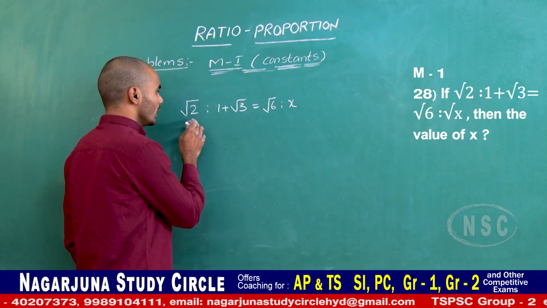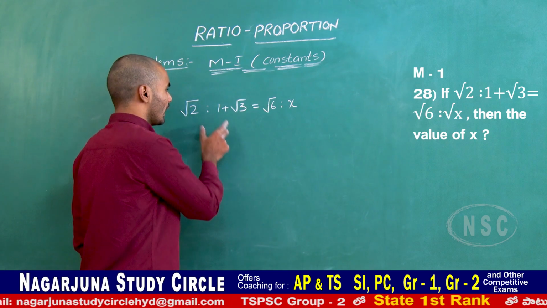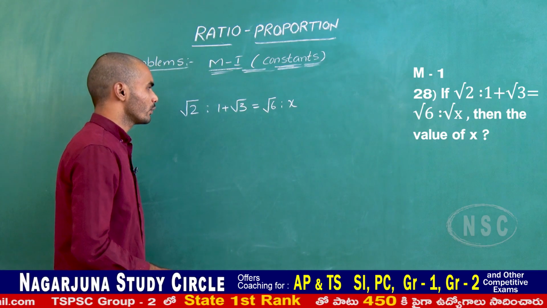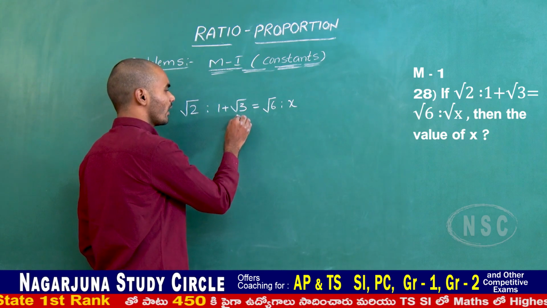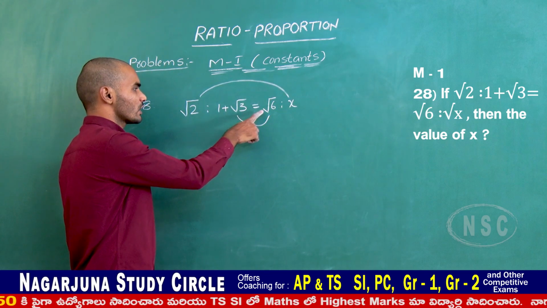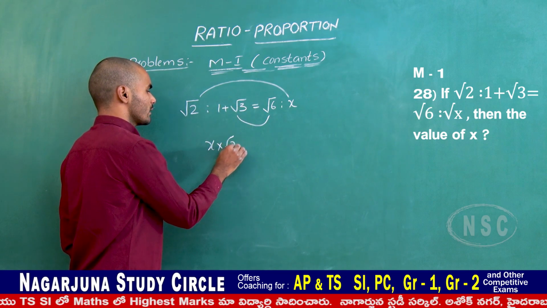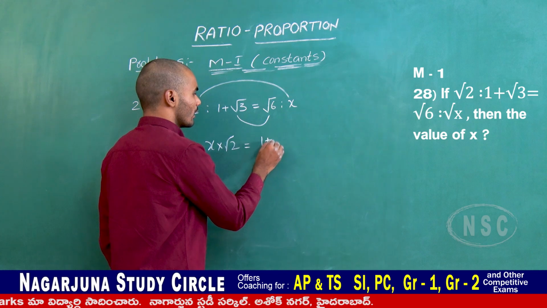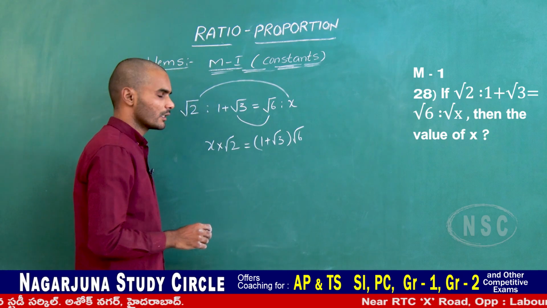Just observe this. If two ratios are equal, then they are in proportion. Once they are in proportion, they have one condition: product of middle terms is equal to product of ending terms. X multiplication root 2 is the product of ending terms, equal to the product of middle terms, 1 plus root 3 is to root 6.